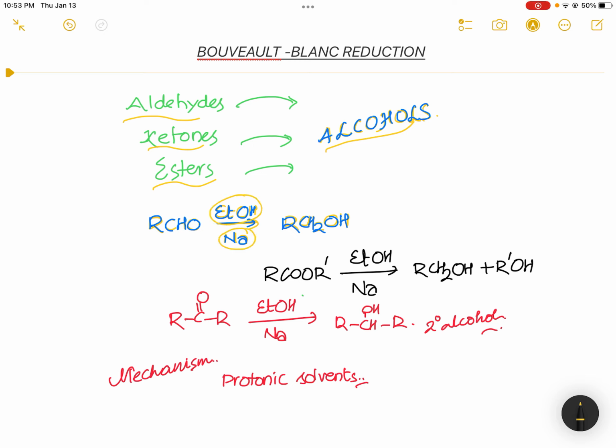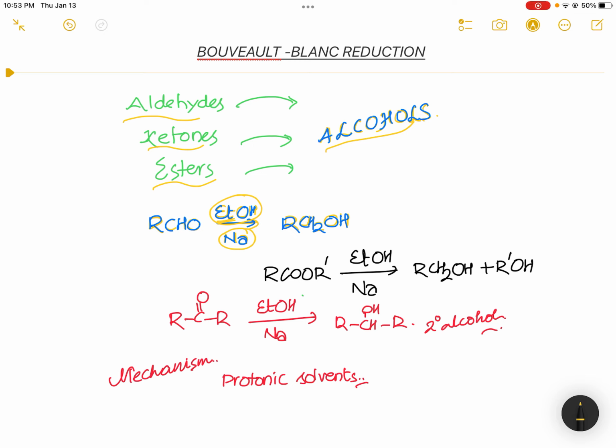Alcohol is a protonic solvent, so protonic solvents are required here. If you are using aprotic solvents like ether, benzene, toluene, then they favor acyloins. Acyloins are alpha hydroxy ketones. Alpha hydroxy ketones are favored if you are using aprotic solvents. So we need a protic solvent here, so we are going with ethyl alcohol. So the reduction of aldehydes, ketones, and esters into alcohols is Bouveault-Blanc reduction.